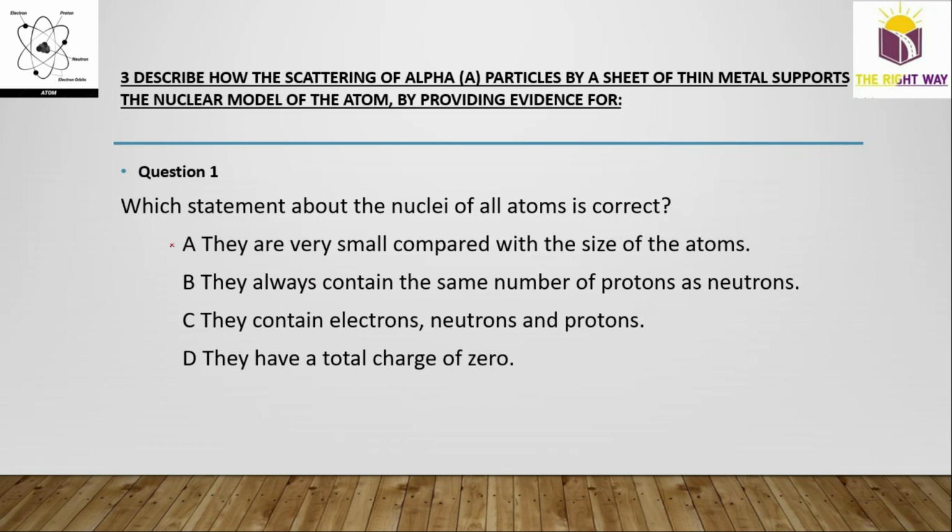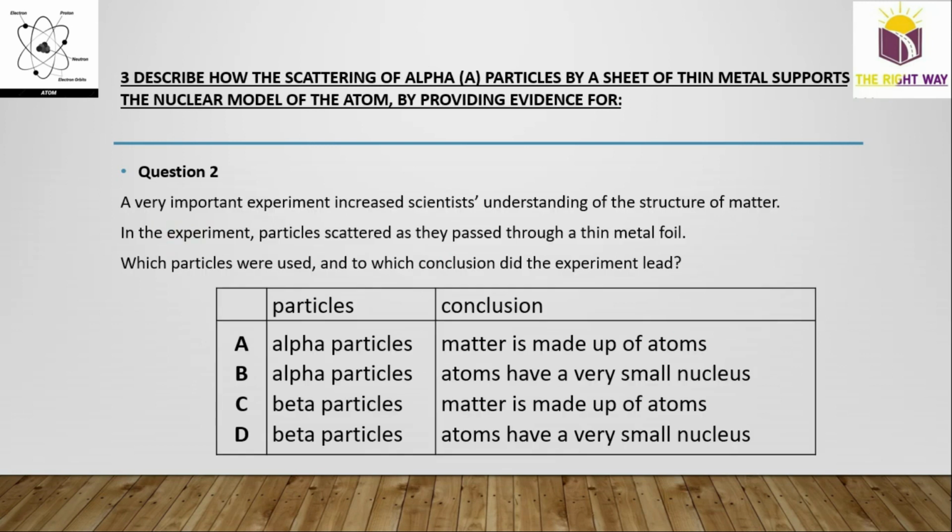Okay, question number 1. Which statement about the nuclei of all atoms is correct? They are very small compared with the size of the atom. This is the correct one. They always contain the same number of protons and neutrons. This is wrong. We have discussed there could be a difference between the number of protons and neutrons. They contain electrons. Sorry, electrons are not present in the nucleus. They have a total charge of 0. Sorry, the nuclei have total positive charge. The first statement is the correct statement, which is that they are very small compared with the size of the atom.